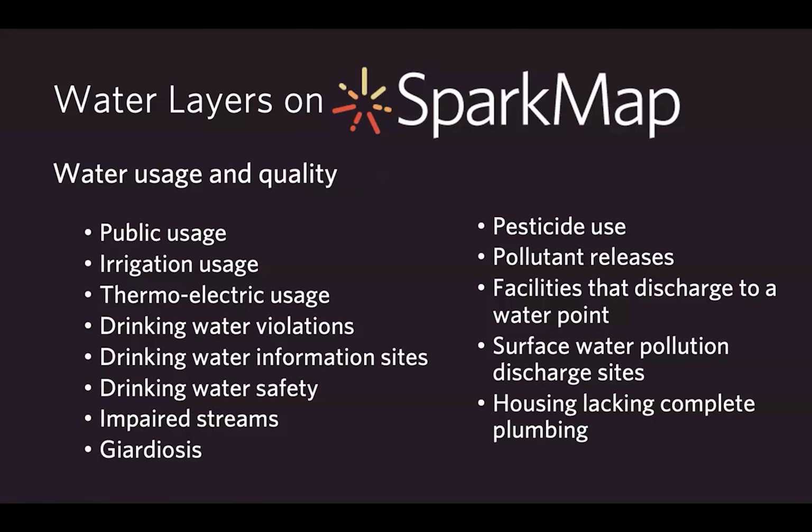We have lots of data also related to water usage and water quality. So things like irrigation use, drinking water violations, drinking water safety, impaired streams, pesticide use, which I'll show some of that today, surface water places, facilities that discharge, pollutant releases. So that should give you a pretty good overview, right, of the kinds of data that we have. Those base layers, some climate layers, some water usage and quality, and then the infrastructure piece.